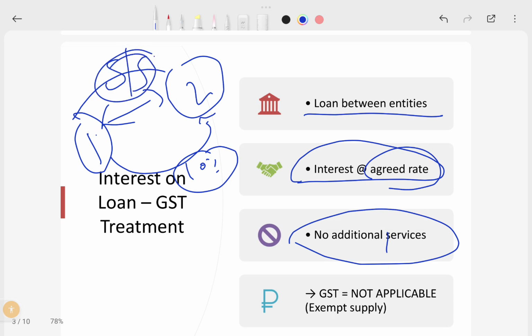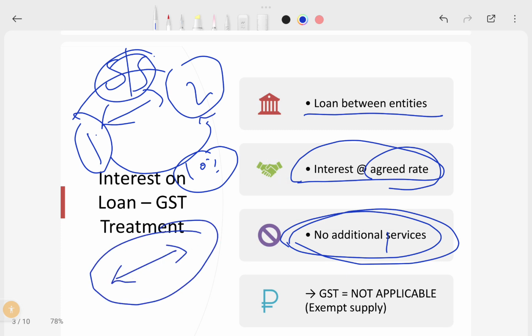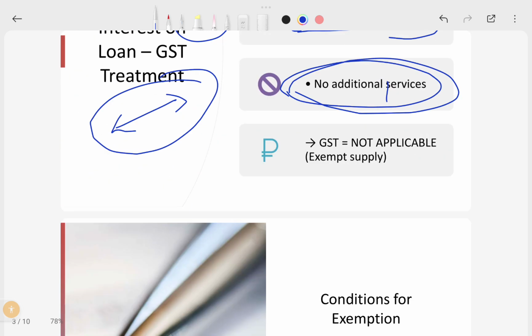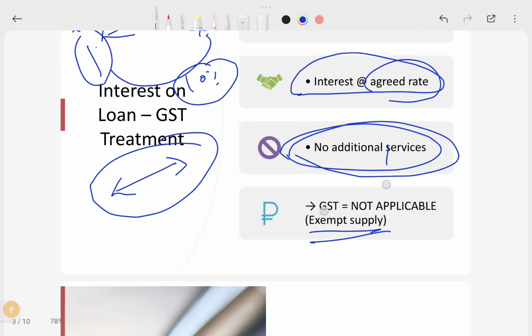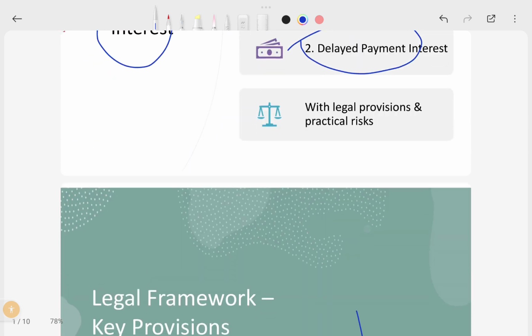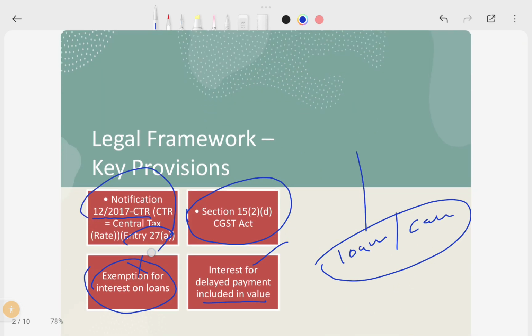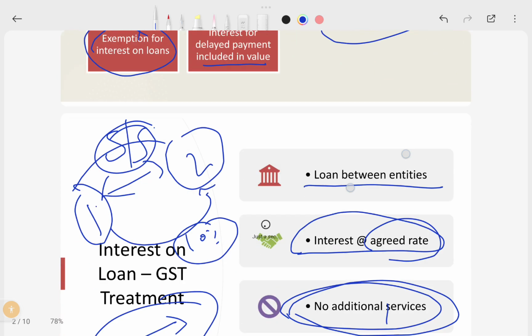So there is no other transaction required to get the GST exemption. Only a loan and interest agreement is there. Only if it is related solely to the loan, it would be exempt. So GST is not applicable. It is an exempt supply under this notification. I already mentioned the notification number; under this notification, this is exempt.